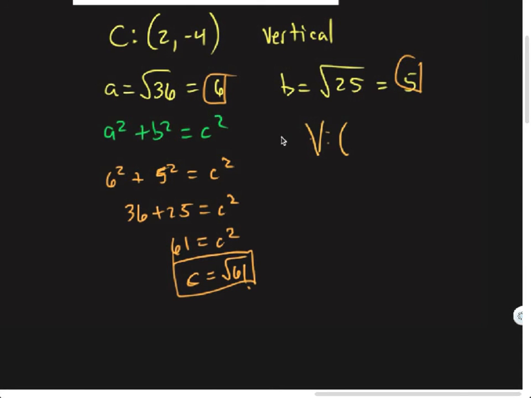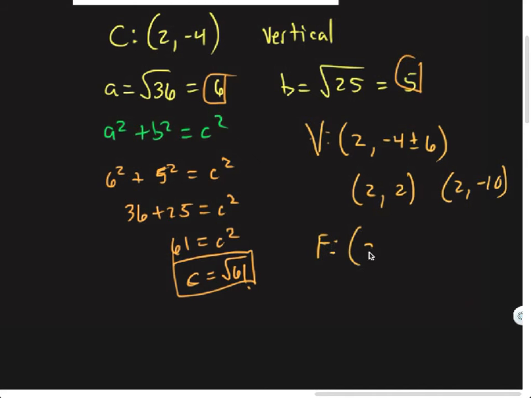So anyways, which direction am I adding a to? Which coordinate? The y coordinate, because this is vertically oriented. So 2, -4 plus or minus 6 would give me my verts. So those specifically would be 2, 2 and 2, -10. And then my foci, which there are 2 of those still, I'll add and subtract c to the y coordinate. So plus or minus the square root of 61, which is like 7.8 or 7.9-ish, something like that.